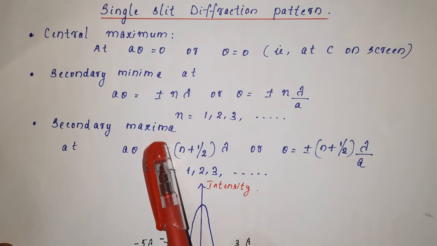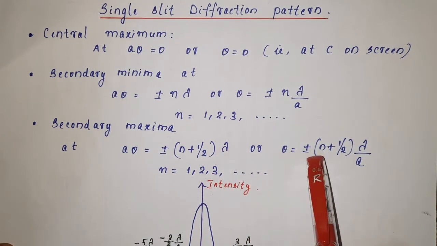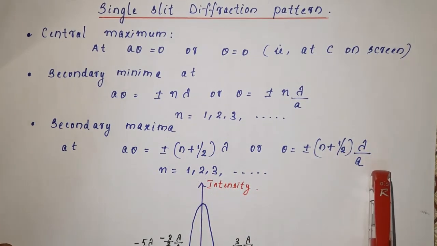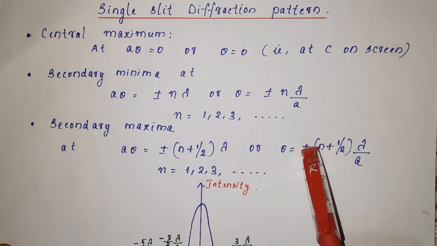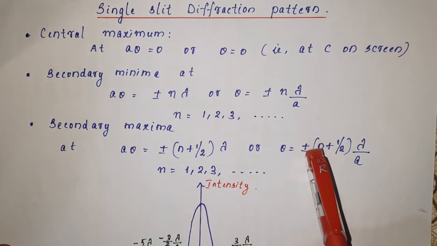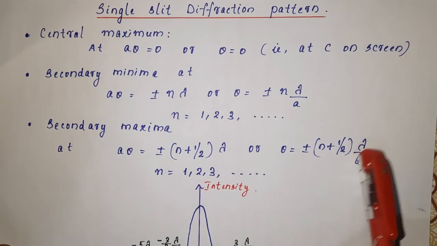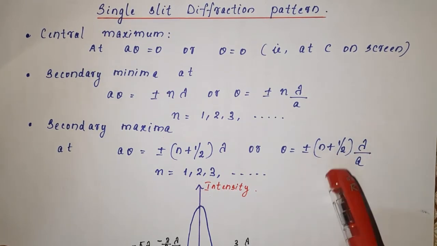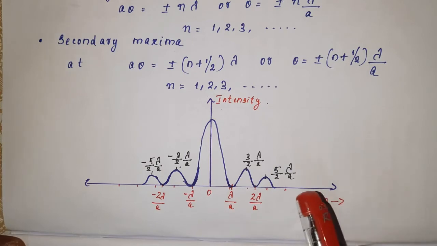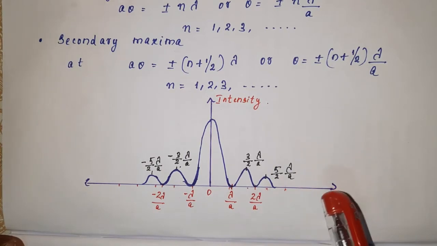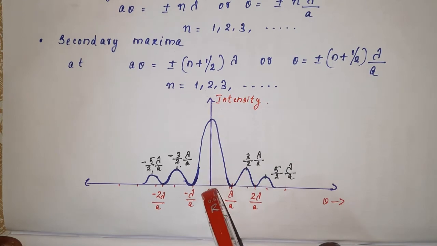The positions of secondary maxima are given by a theta equal to plus or minus (n plus half) lambda, or theta equal to plus or minus (n plus half) lambda by a, where n can take values like 1, 2, 3, etc. Here plus or minus stands for either direction. That means on either side of the central maximum, at equidistant positions, we have secondary minima and secondary maxima. The intensity distribution of the diffraction pattern is as shown. You can see a highly intense one, the central maximum, at theta equal to 0.